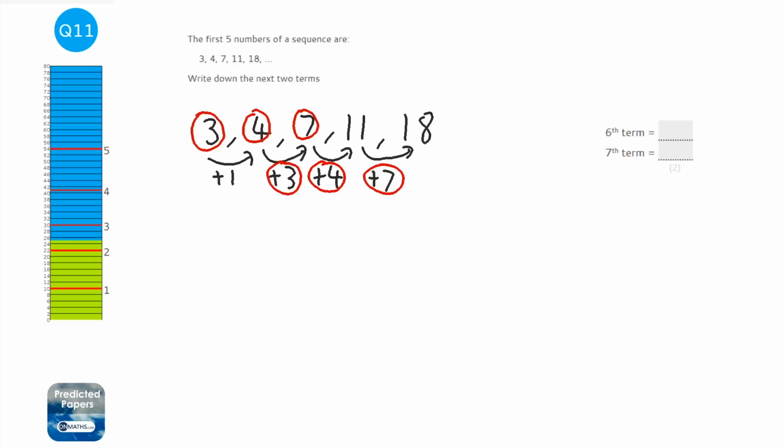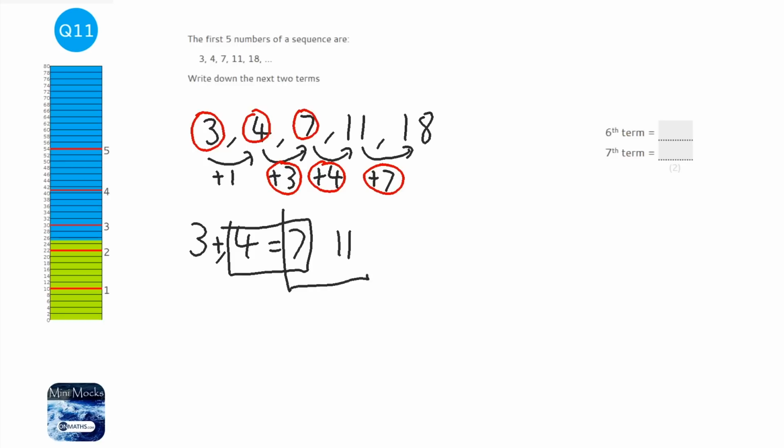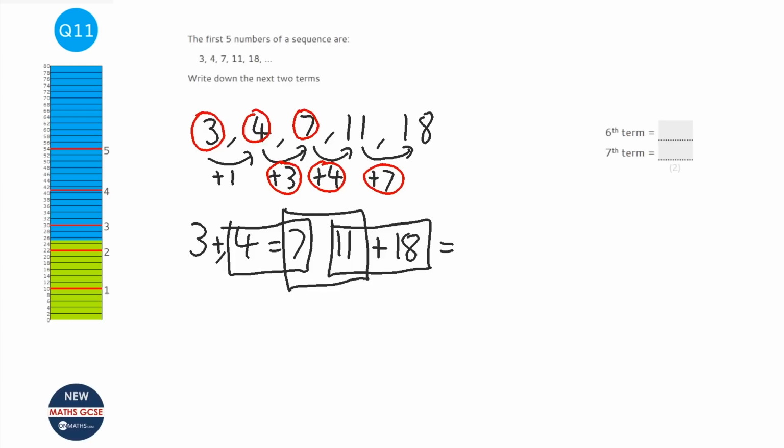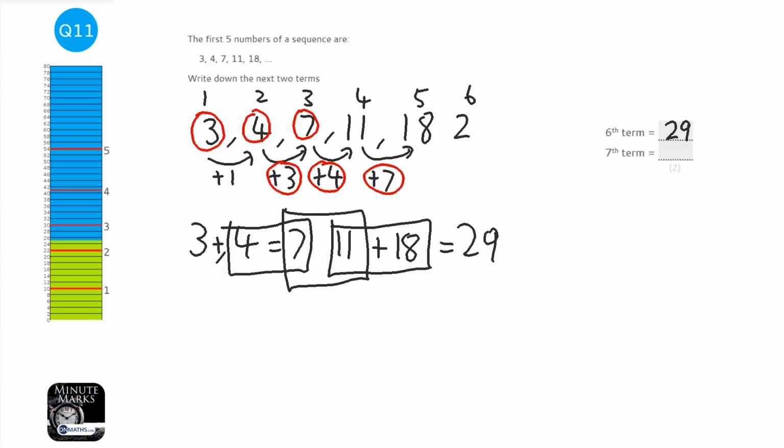So the Fibonacci sequence just starts off with 2 numbers, and then we add the previous 2 terms to get to the next term. So we'll add these 2 together to get to the next one. Then we add these 2 together to get to the next one. So to find the next one, we need to add the 11 and the 18 together. 18 plus 11 is going to be 29. So the next term is going to be the 29th term. Let's just check that's the 6th term. 1, 2, 3, 4, 5. So yes, that would be the 6th term, would be 29.